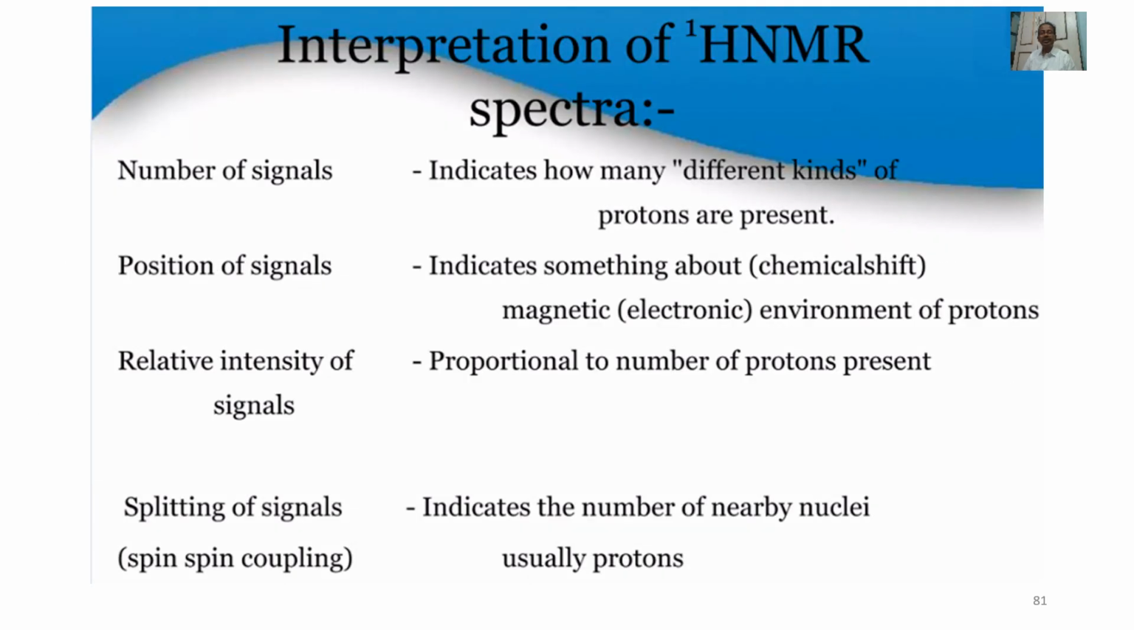Interpretation of proton NMR spectra. The number of signals indicates how many different kinds of protons are present. The position of signals, which we call chemical shift, indicates something about the magnetic or electronic environment of protons. The relative intensity of signals is proportional to the number of protons present. Splitting of signals, that is spin-spin coupling, indicates the number of nearby nuclei, usually protons.